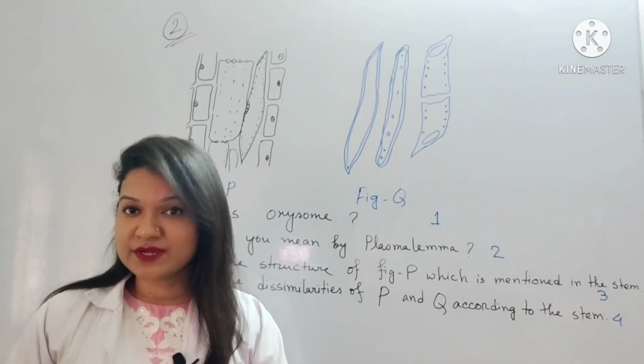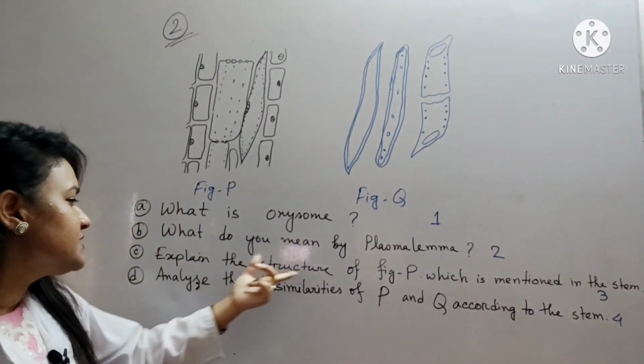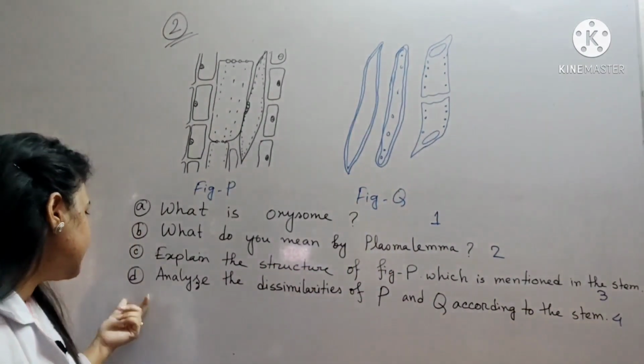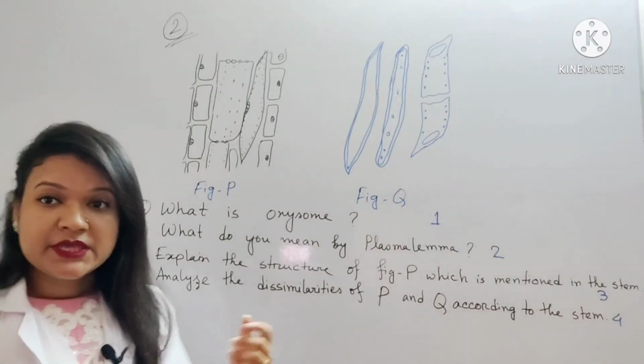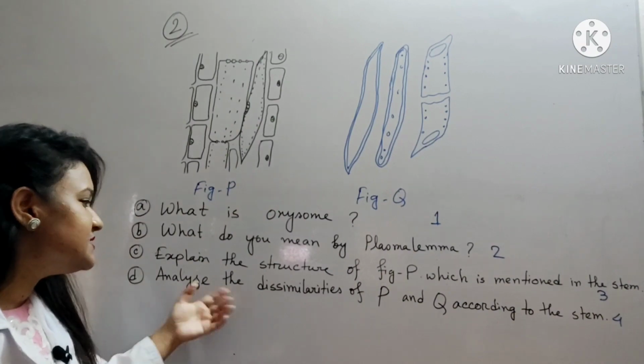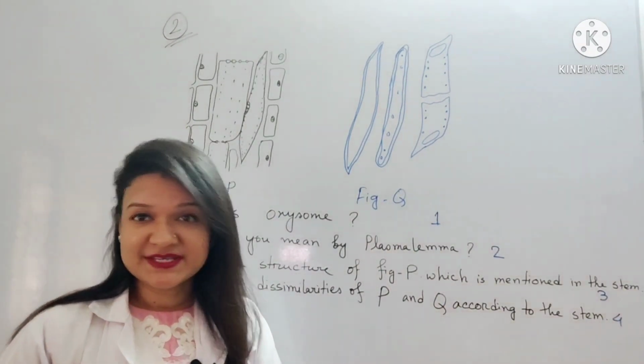You have to write what is actually phloem, and then you will go to the structure of phloem. Okay, then I will go for question number D. What is question number D? Analyze the dissimilarities of P and Q according to the stem.